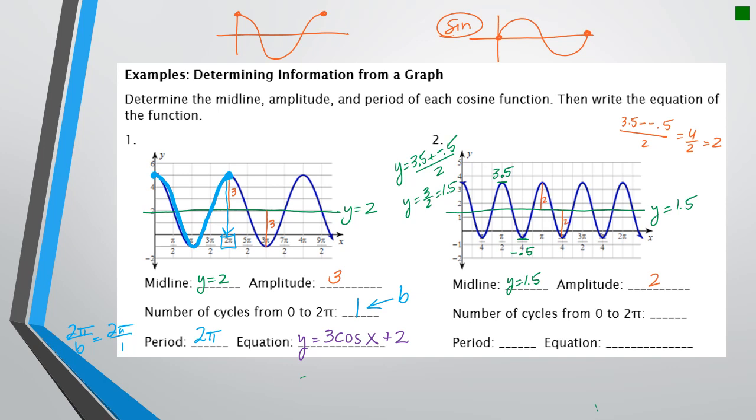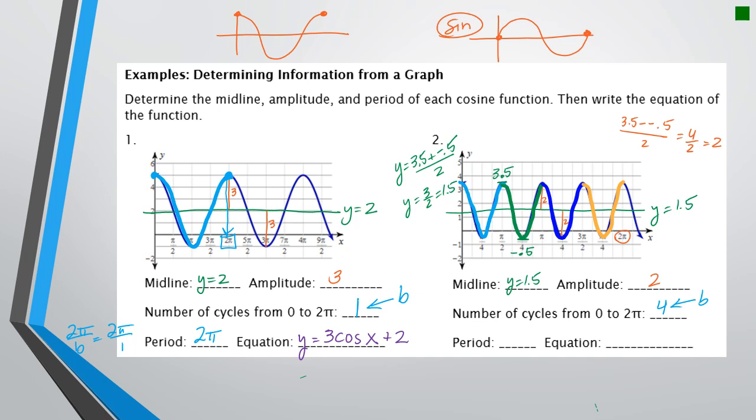All right, now number of cycles from 0 to 2 pi. 2 pi is way over here on the right side of the graph. So let's go ahead and trace all of these cycles and see how many there are. Remember that each cycle is going to be like a U shape. So there's 1. This would be 2. There's 3. And then I think we can fit 1 more. So that tells me that there are 4 complete cycles of the cosine graph between 0 and 2 pi. And remember that now 4 is our B number.